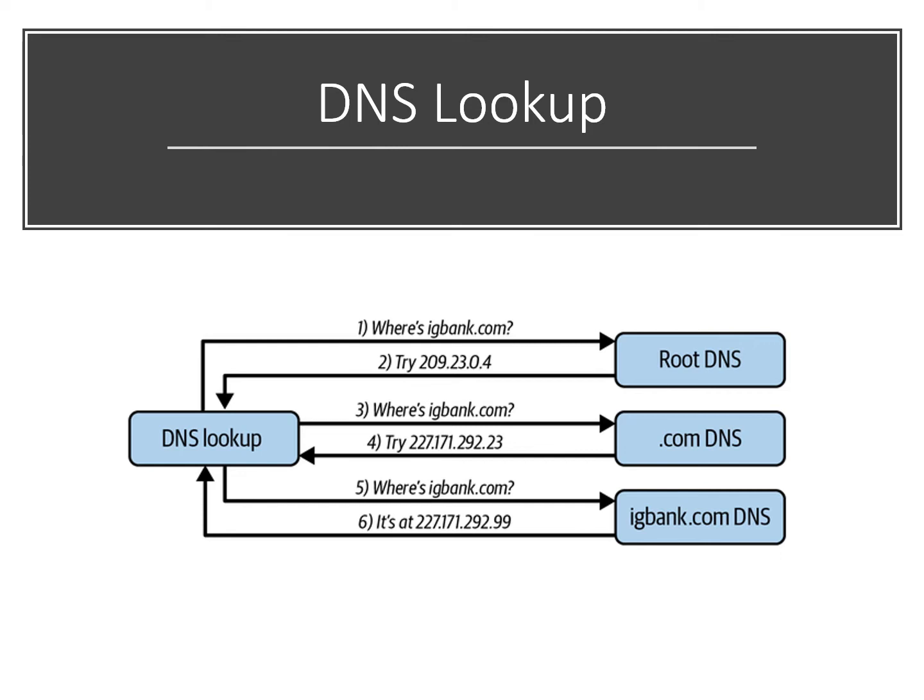Next, the local DNS server will query the .com DNS server, which will reply with the address of the DNS server that knows all about the IP addresses managed by, in this example, igbank.com. The DNS is queried and it returns the actual IP address that we need to communicate with in our application. The overall scheme is basically illustrated on this slide here.